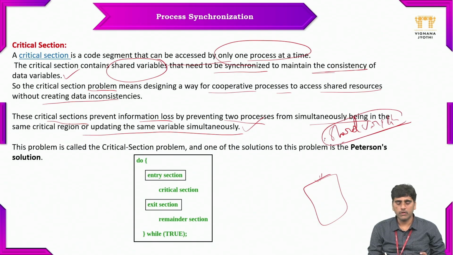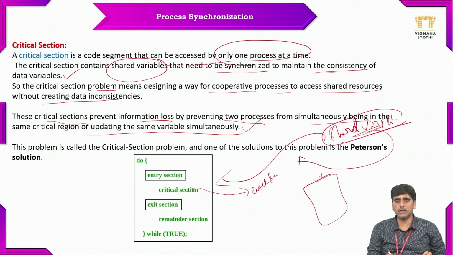The shared variable is inside the critical section, and the critical section allows each process one at a time. The process inside the critical section is still accessing it; when it is over, we inform the other processes, so the shared variable change can be informed to all other processes. This is called the critical section problem. One solution to this problem is Peterson's solution, which will be discussed in the next sessions.